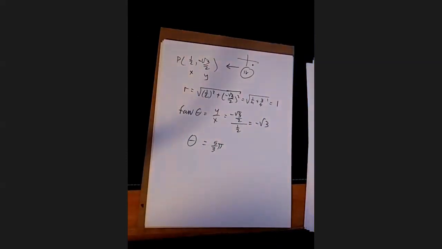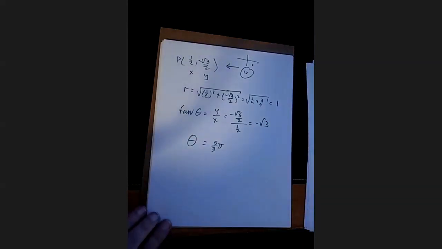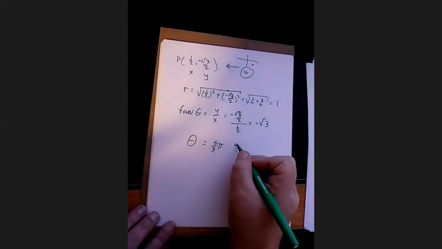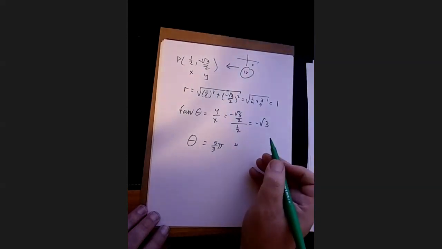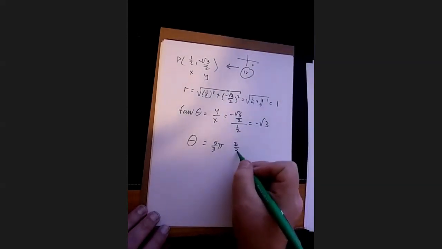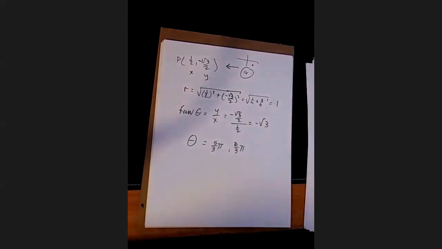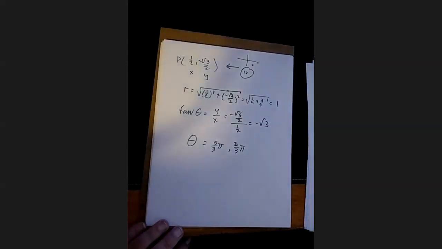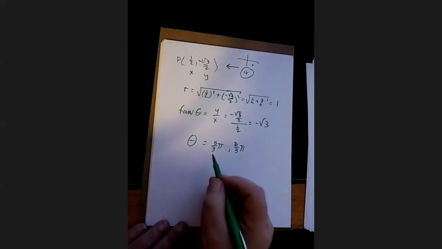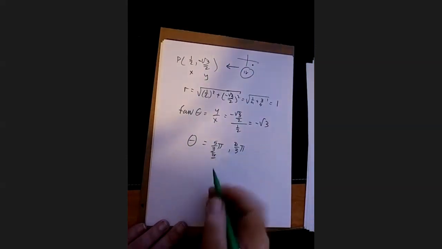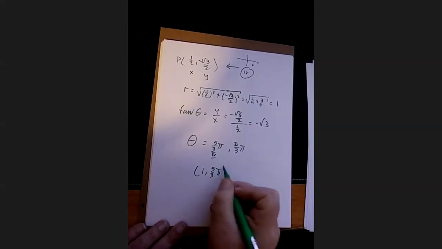And where's the other one? Is that 2 pi over 3? Yes, well done. Which one of those 2 is the guy that we're going to use? The 4th one? No, the one in the 4th quadrant. Right, so this one here. So our answer is going to be 1 comma 5/3 pi.